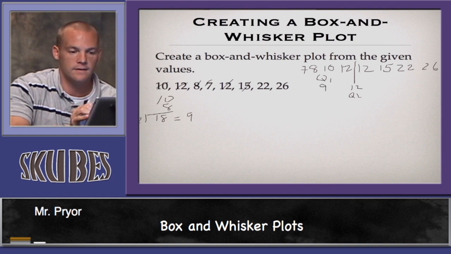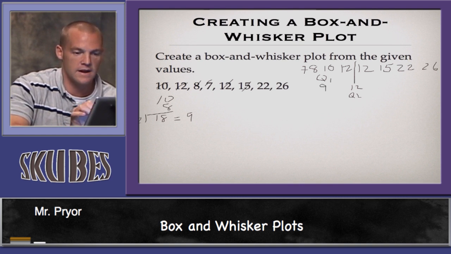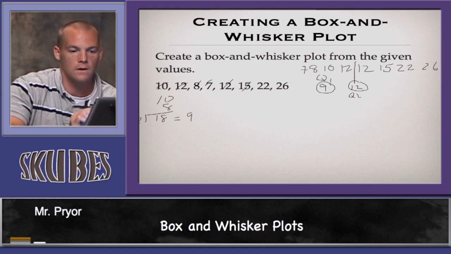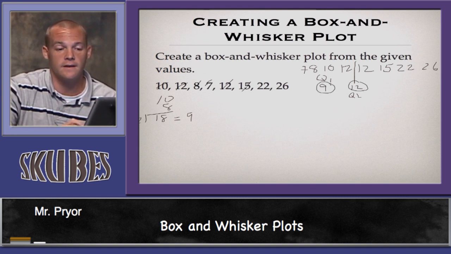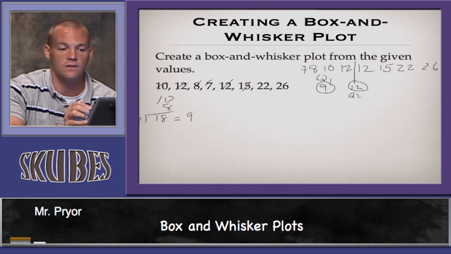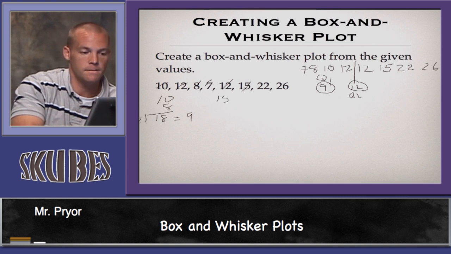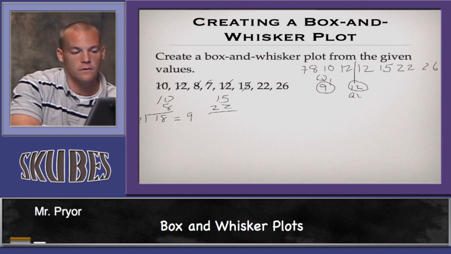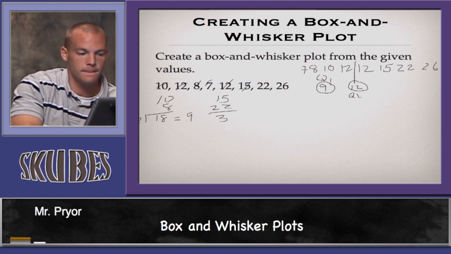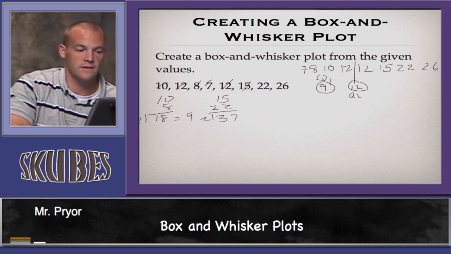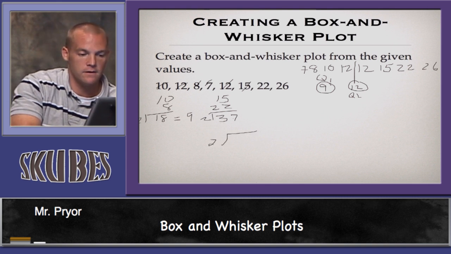All right, and let's see, so we have 9 and 12 so far. We're going to do the same thing on the other side. Our 2 middle numbers are 15 and 22. So we're going to do 15 and 22, which is going to give us 37. All right, and 37 divided by 2. We're going to have to do a little math here, so I don't want to make a mistake. So 2 goes into 3 once. 1 times 2 is 2. 3 minus 2 is 1, bring down 7, and that's going to give us 8.